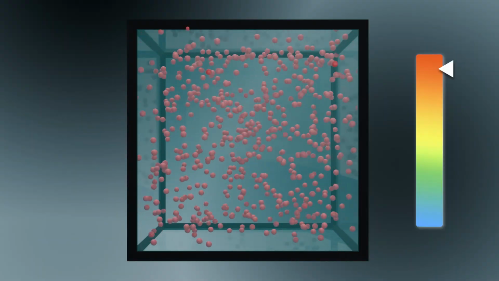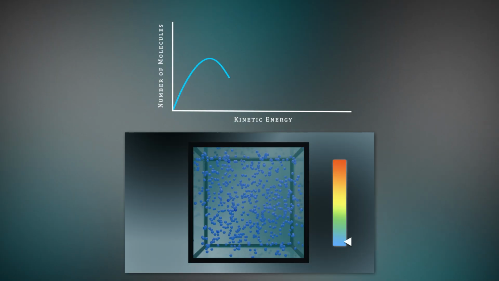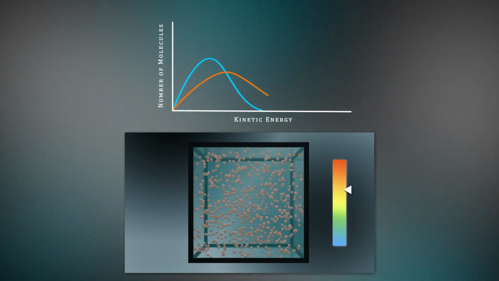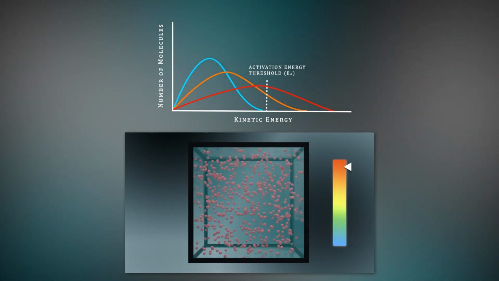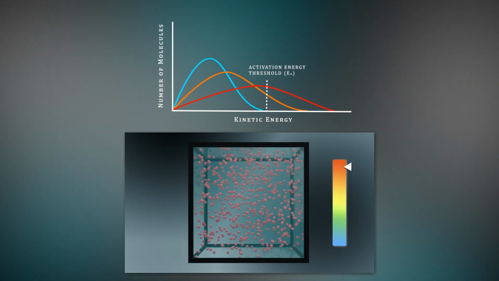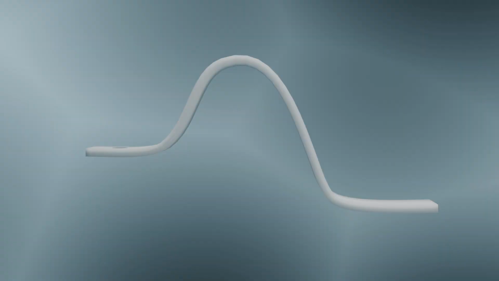According to the Maxwell-Boltzmann distribution, not all molecules in a sample have the same kinetic energy. At lower temperatures, most molecules cluster around a lower average energy, and only a small fraction exceed the activation energy barrier. When temperature rises, the distribution curve shifts to a higher average energy, and it also broadens.